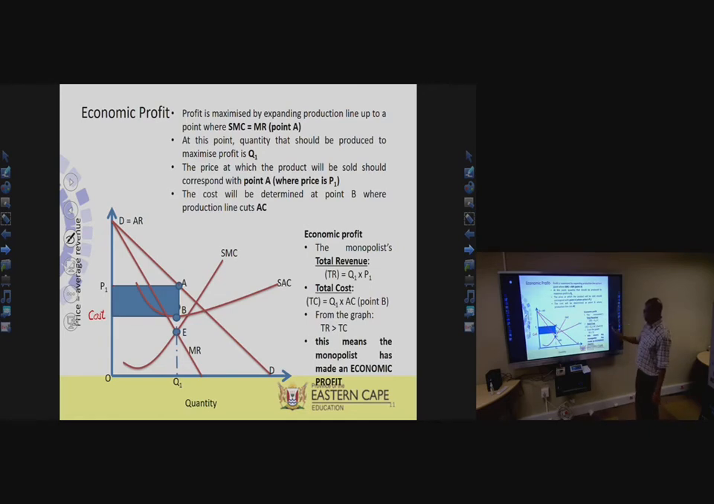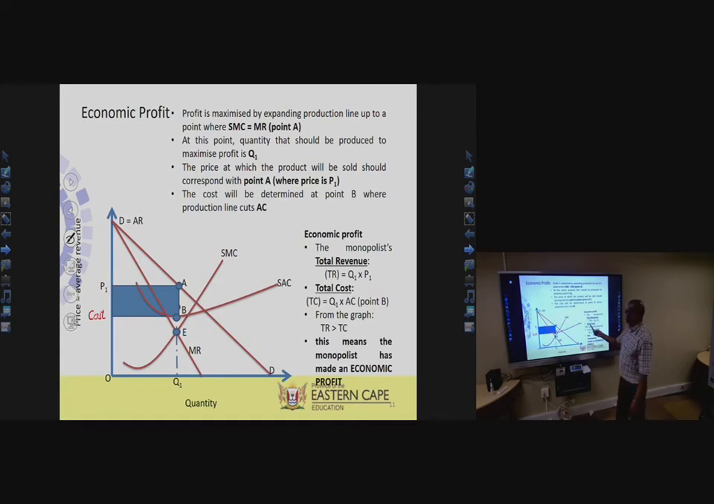That will give you the overall cost. And therefore, as you can see, now the costs are below the revenue. The blue portion represents your economic profit. But I illustrated this on this particular side, that the monopolies, the total revenue is Q1 times P1. And the total cost, basically, it's that Q1 times AC, which is your point B, which corresponds to the point B from the graph.